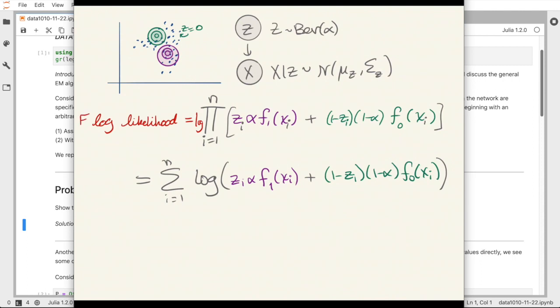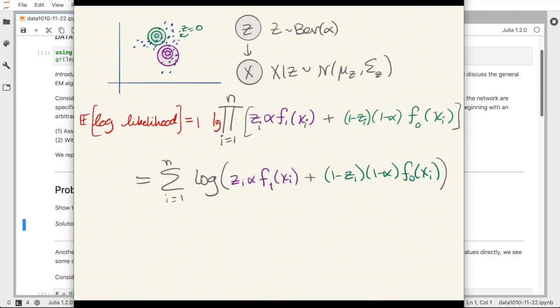And now we can say the expected log likelihood will be the expectation of this sum, which is equal to the sum of the expectations. So we just need to consider for each point i, what's the expectation of this expression? And there are only two possible values for zi. So we can use the formula for expectation, which says compute each possible value, multiply it by the probability that value is realized, and add up the results.